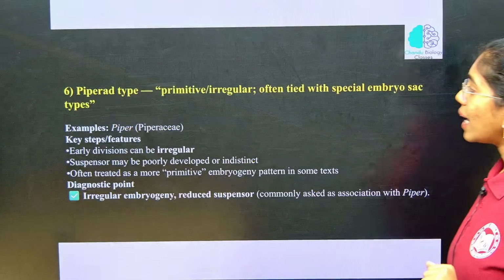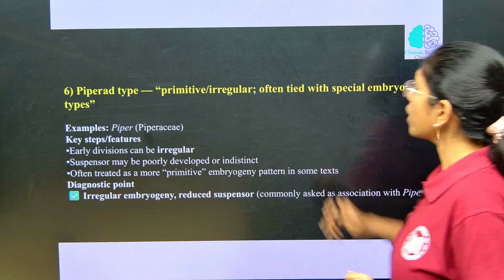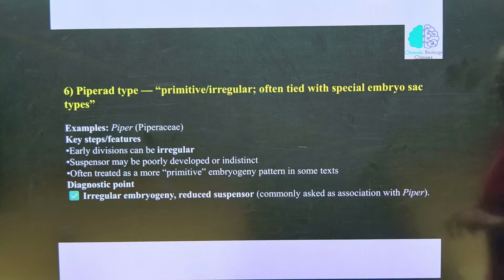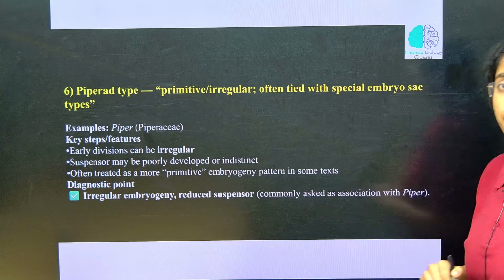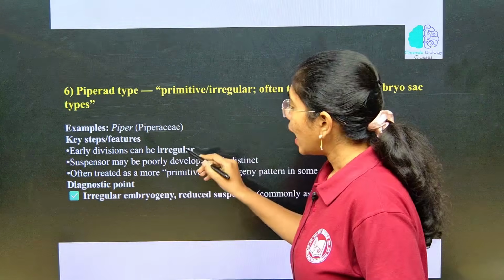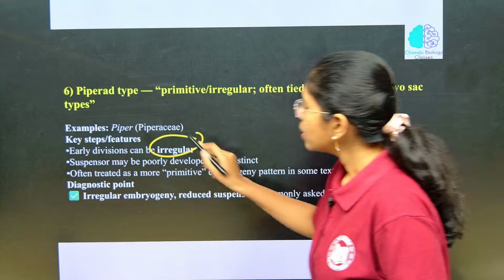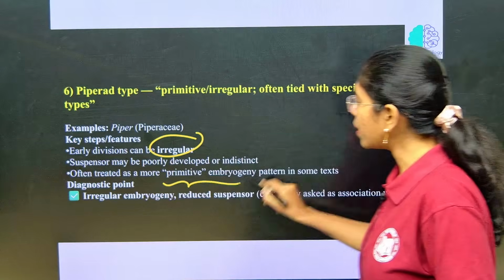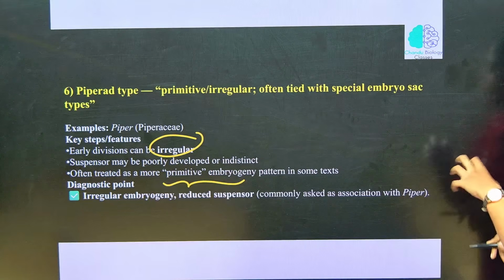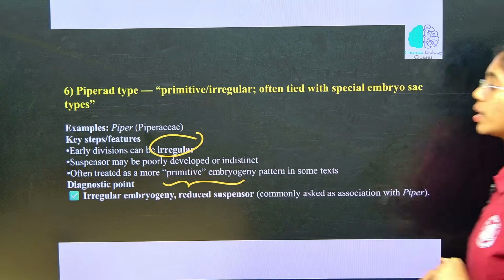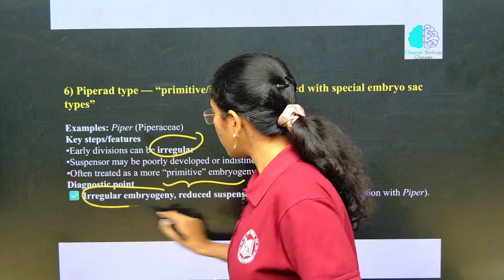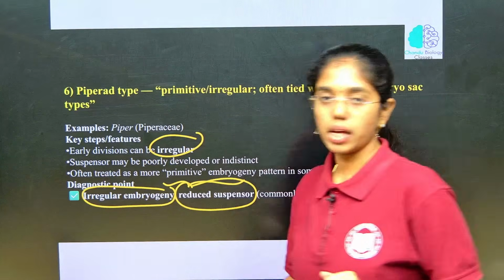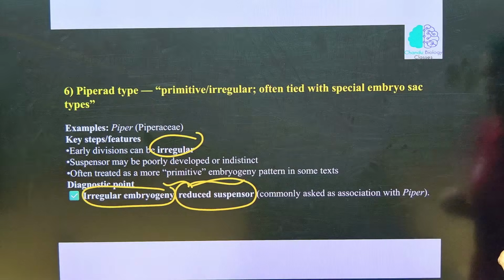Next, Piperad type, which is a primitive or irregular type of embryogeny, observed in the Piperaceae family. Early divisions are irregular, the suspensor is poorly developed, and often it is treated as primitive embryogeny. The highlights of this pattern include irregular embryogeny and reduced suspensor. Fine, so this is about the Piperad type.